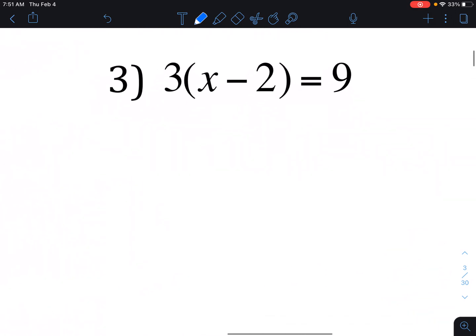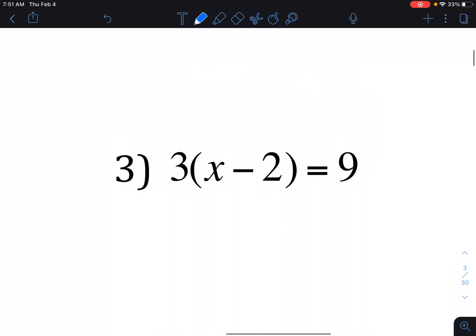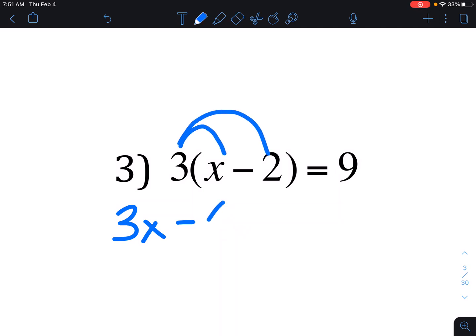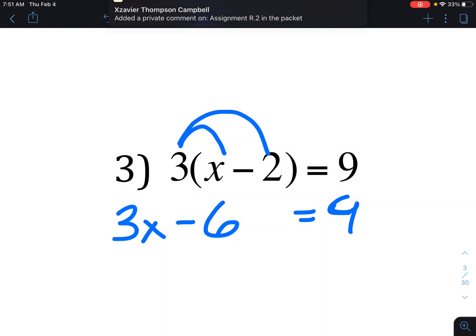What would you do first here? You want to distribute here. Distribute to get rid of parentheses. Remember, that would, nope, I didn't distribute correctly here while I was talking. Remember your 3 times x, and then 3 times -2. All right, stylus is acting up.